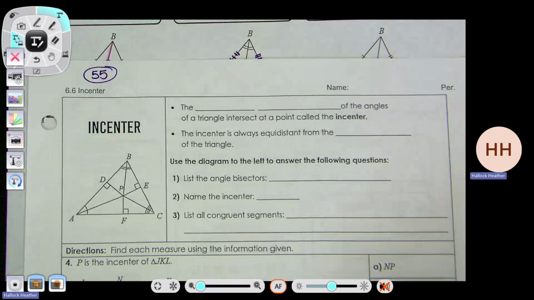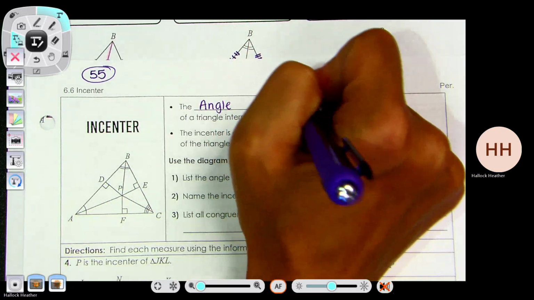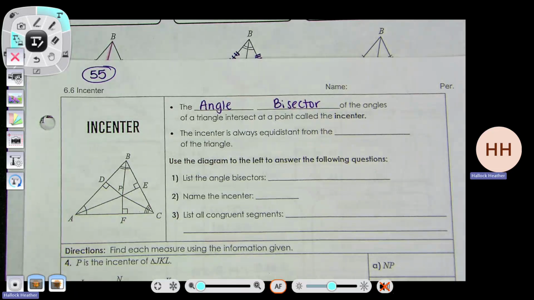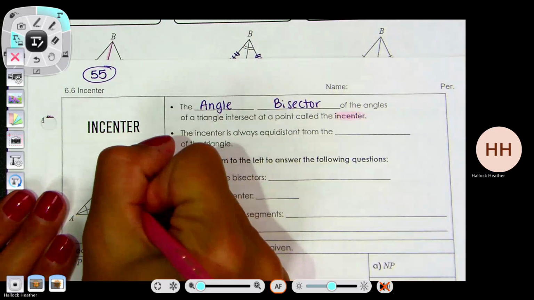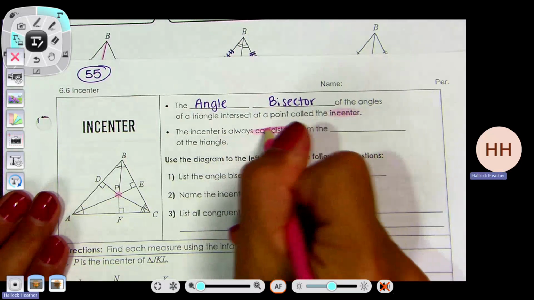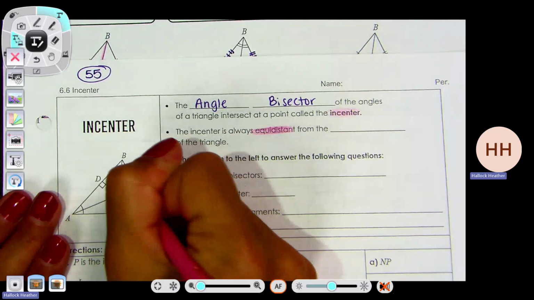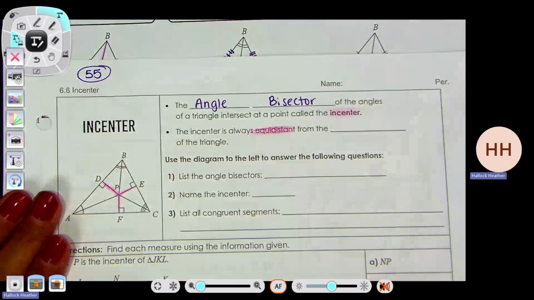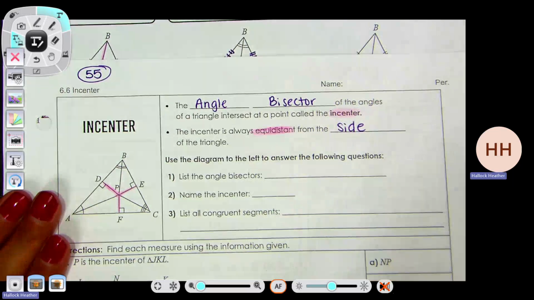So the incenter is made by angle bisectors. And where the angle bisectors actually touch, where they come together, is the incenter. So the incenter is smack dab in the middle, for the point P. The incenter is always equidistant from the sides of the triangle. So going straight down to the side, straight down to the side, straight down to the side. So those pieces are congruent.